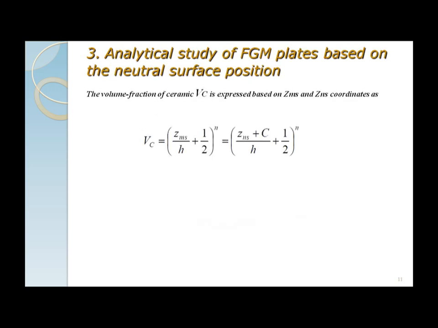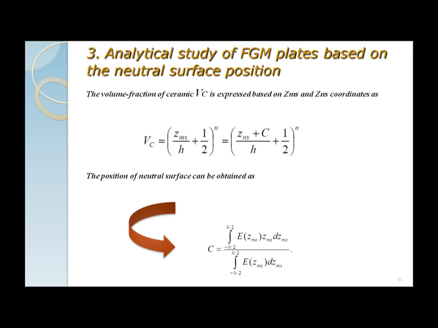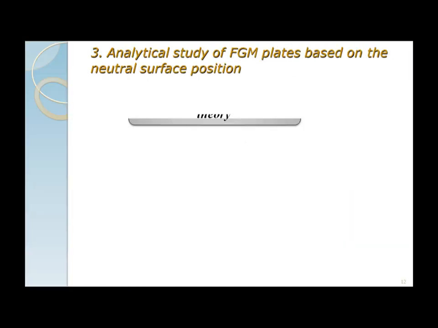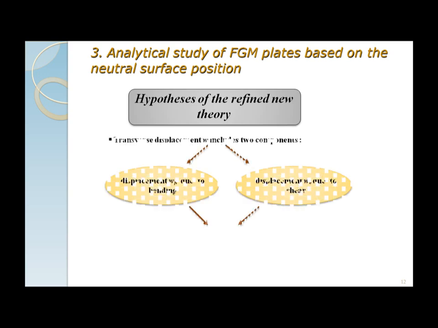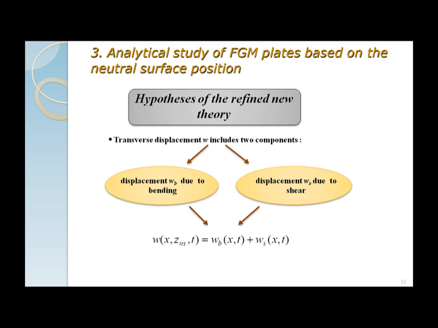The volume fraction of ceramic is expressed based on z_NMS and z_NS coordinates as the position of neutral surface can be obtained. Hypothesis of the refined new theory. Transverse displacement w includes two components: displacement w_b due to bending and displacement w_s due to shear.